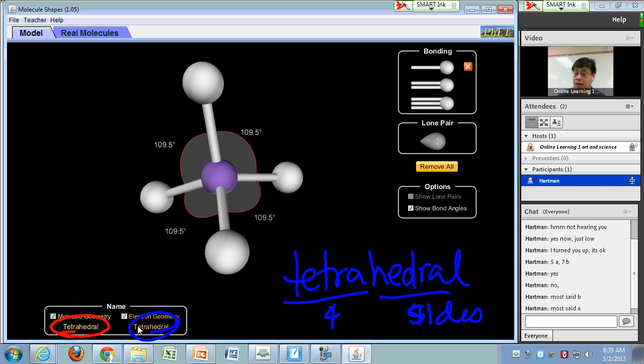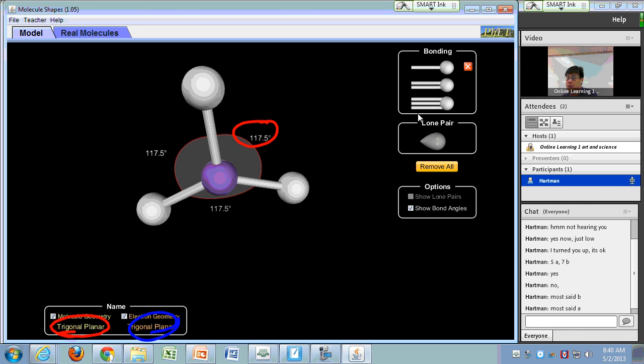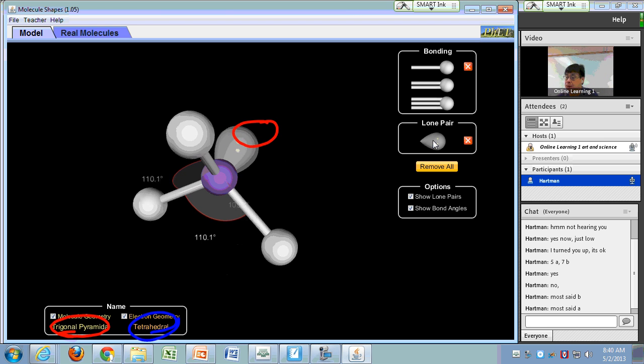Now these angles are 109.5. You can show that using geometry. You can measure that angle if you want. It's going to be 109.5. Now, what if one of these groups happens to be a lone pair? So I'm going to have 4 groups now, and one of them happens to be a lone pair.